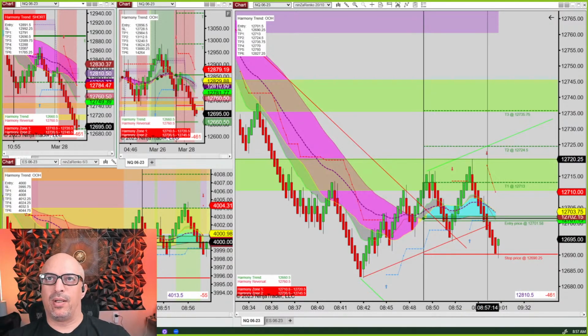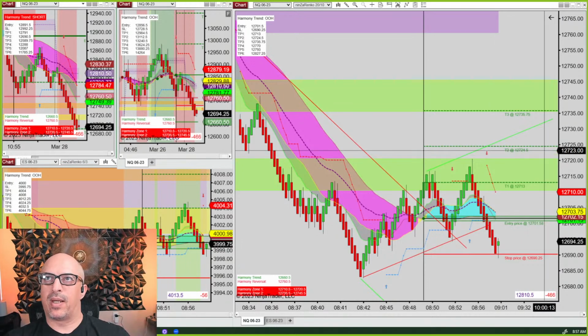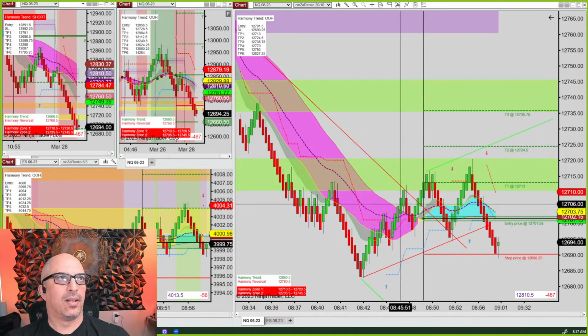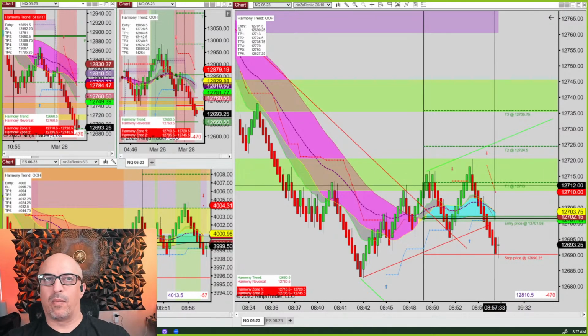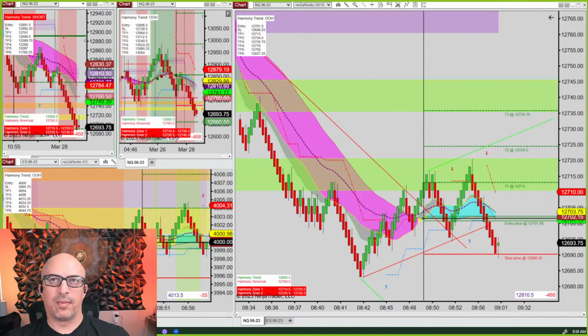So we couldn't muster any energy to go up to that 23. We hit 20, we couldn't get to 23. The market is still in sync on the short side. A lot of consolidation going on right here.